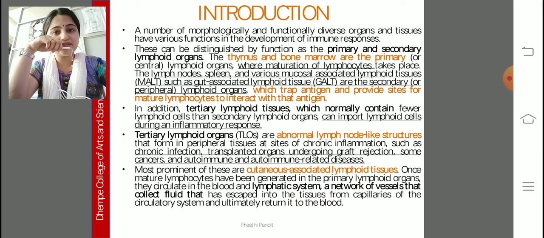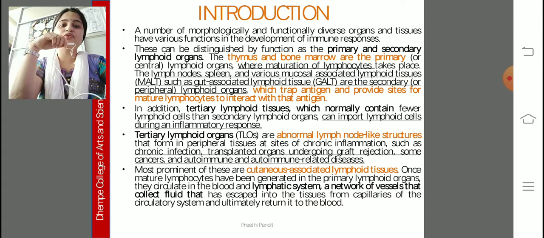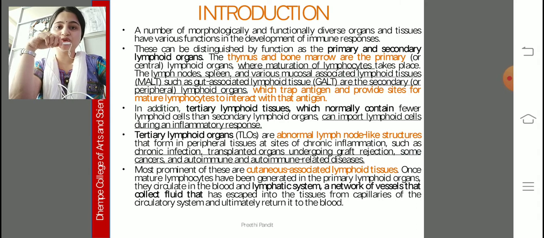The secondary lymphoid organs, examples are the spleen and the lymph nodes. Also the cutaneous lymphoid tissues, the MALT and the GALT, where GALT is the gut associated lymphoid tissue and MALT is the mucosal associated lymphoid tissues. So these all form the secondary lymphoid organs. What is the role of the secondary lymphoid organs? The role is to trap antigens and provide sites for lymphocytes to mature, where these mature lymphocytes can react with the antigen which is trapped.